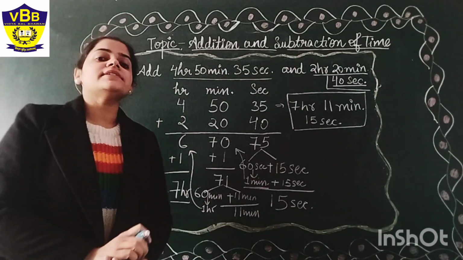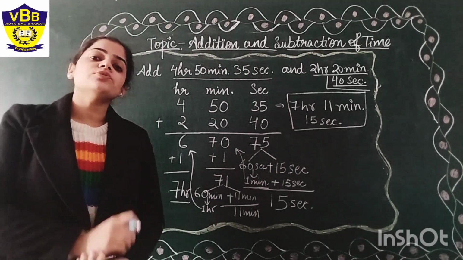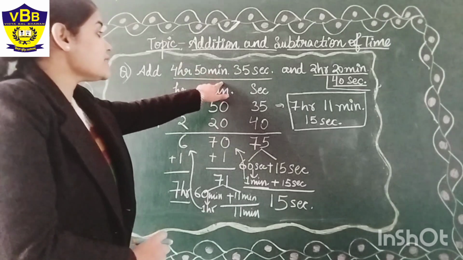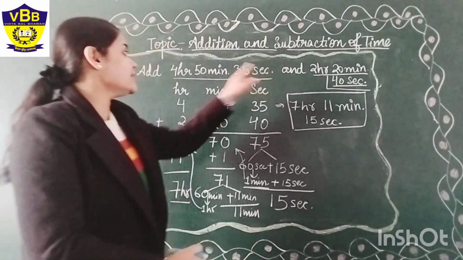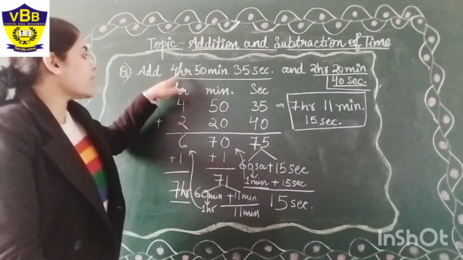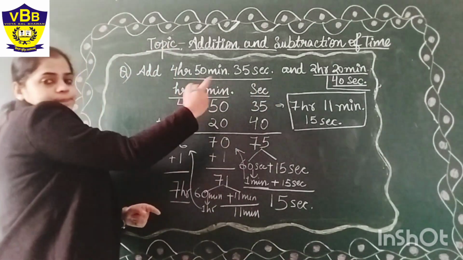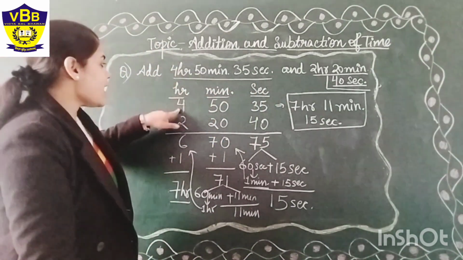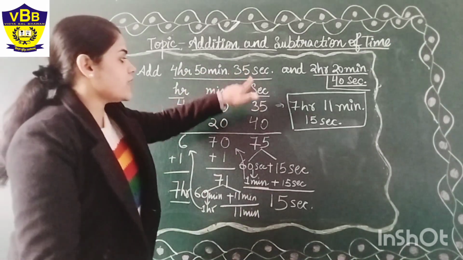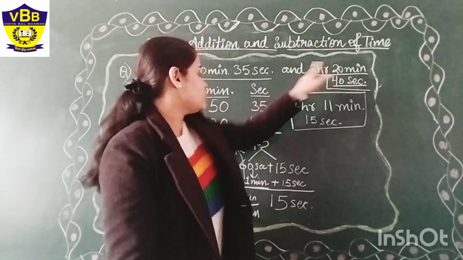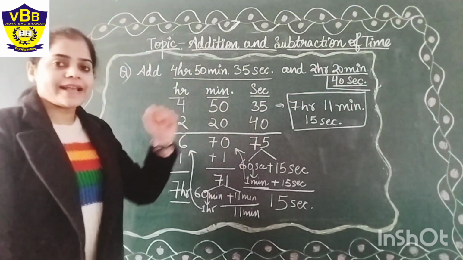I will repeat this answer again. Listen to me very carefully. Beta, we have to add this and this. For adding this, what will we do here? We will write the hours, minutes and seconds quantities separately. Like there are 4 hours, 50 minutes, 35 seconds. Likewise, there are 2 hours, 20 minutes and 40 seconds.